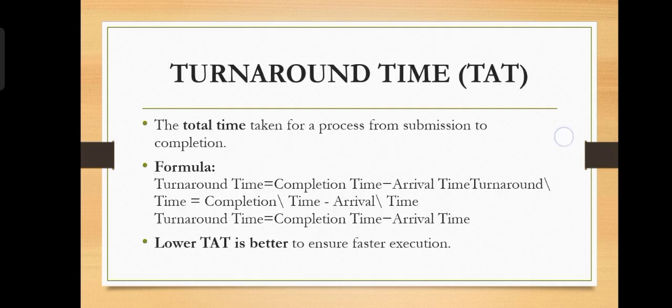And next is the turnaround time, which is known as TAT. The total time taken for a process from submission to completion is known as turnaround time. The formula for turnaround time is TAT equals completion time minus arrival time. If a process has a lower turnaround time, it ensures faster execution.